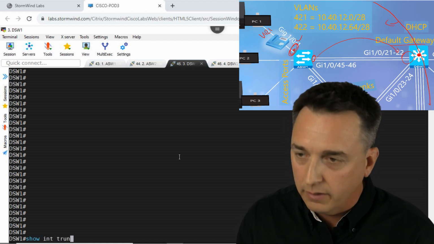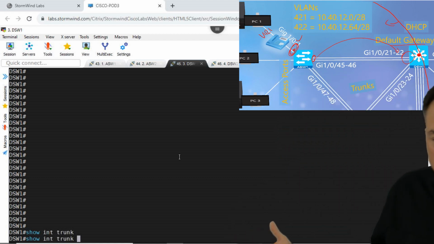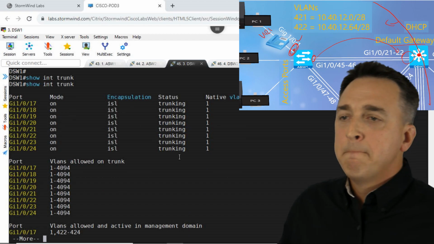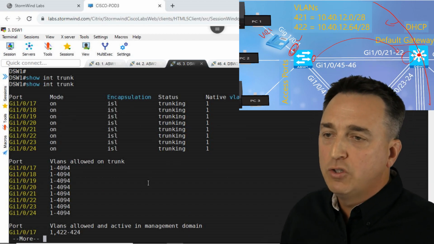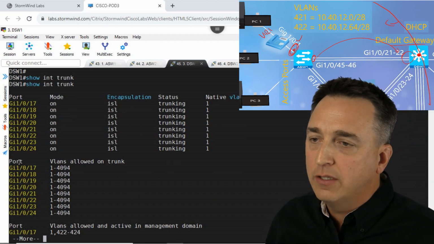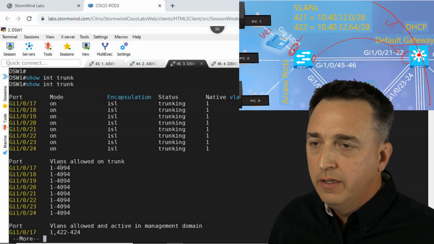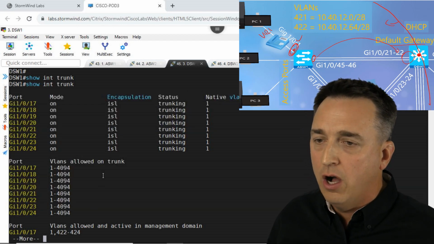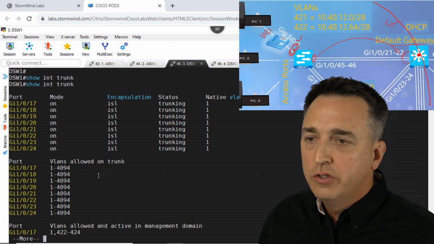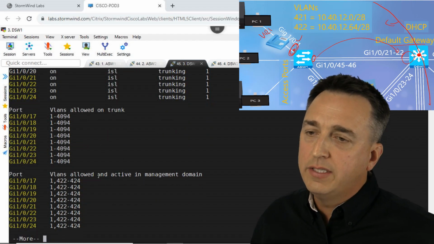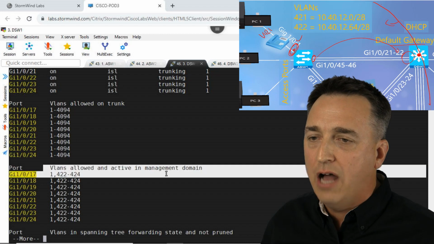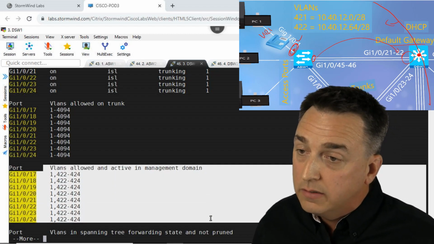Yep, show interface trunk. Just like we did before. All right, so when I look down here, we got trunking all set up. So trunking's on. VLANs allowed in the trunk. We're allowing all the VLANs. So far, so good. It says here that VLANs are allowed and active in the management domain.